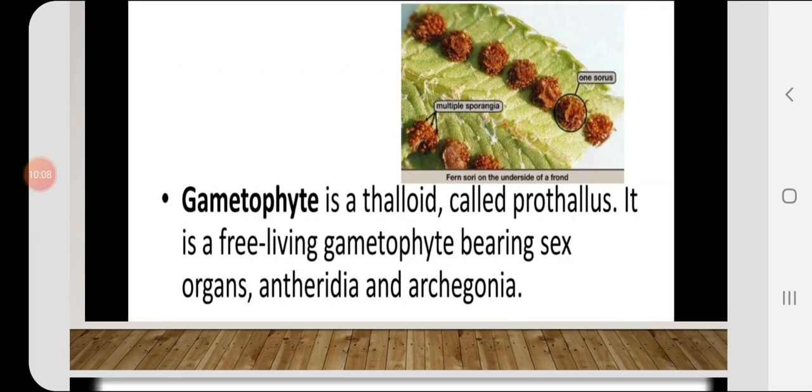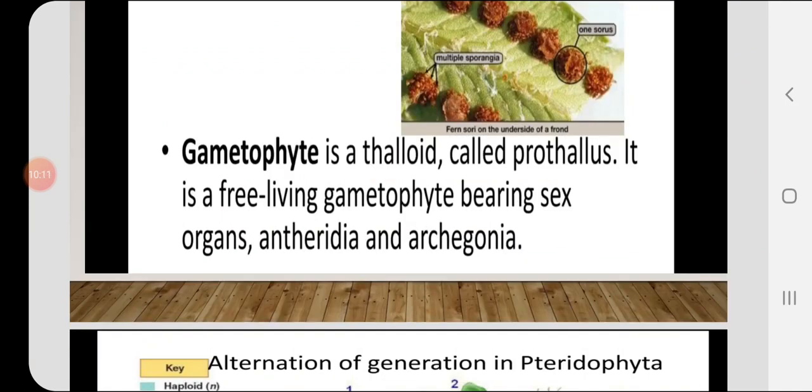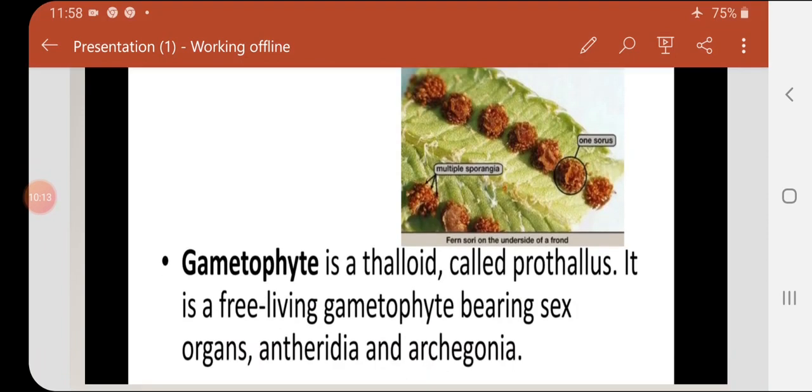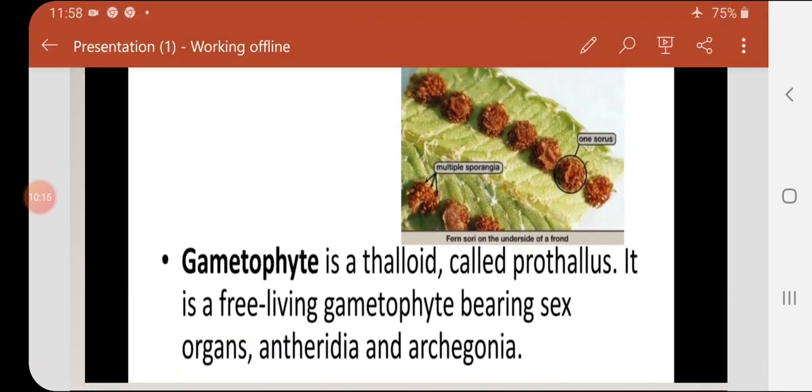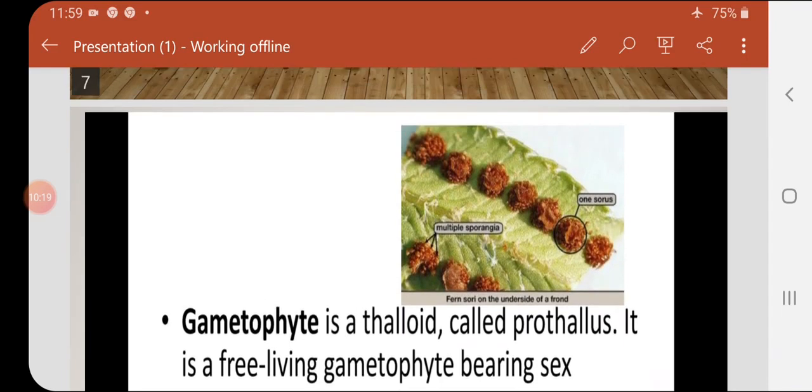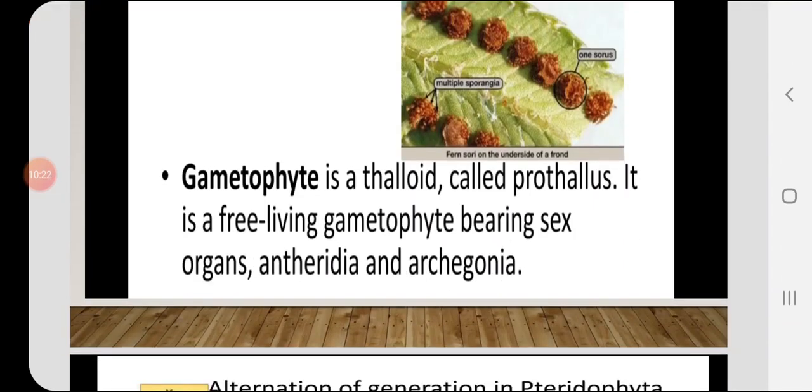Next is the gametophytic phase. We have seen the sporophytic phase. The gametophytic phase is thalloid. It is called prothallus. It is a free-living gametophyte bearing sex organs such as antheridia and archegonia. The male reproductive part is known as antheridia and the female reproductive part is known as archegonia. So we have to study the gametophyte in short. The gametophyte is thalloid, that means flat, and it is called prothallus.